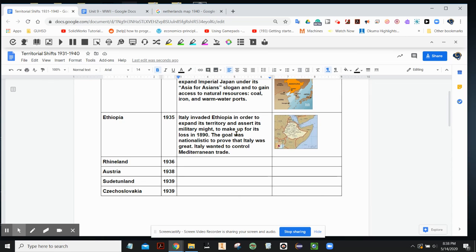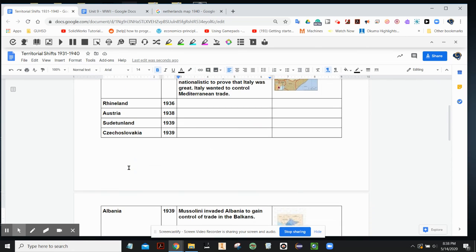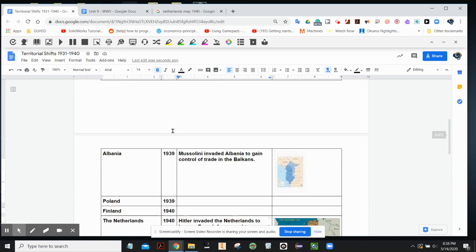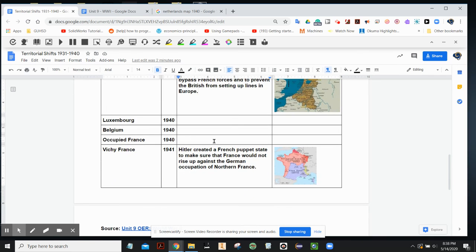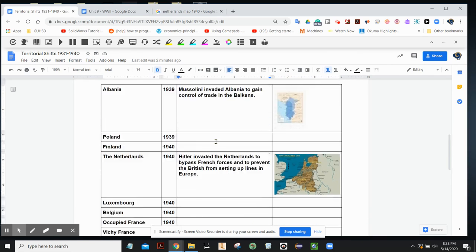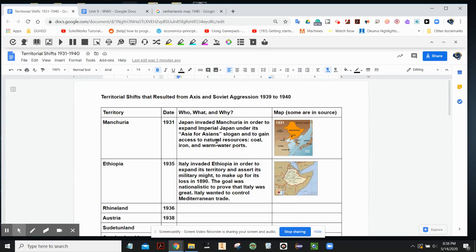Hopefully you can follow this up with the Rhineland and Austria, Sudetenland, Czechoslovakia, Poland, Finland, Luxembourg, Belgium. You're going to find that Luxembourg, Belgium are very similar to the Netherlands. Occupied France is a good one. There's a little bit more information inside the document.